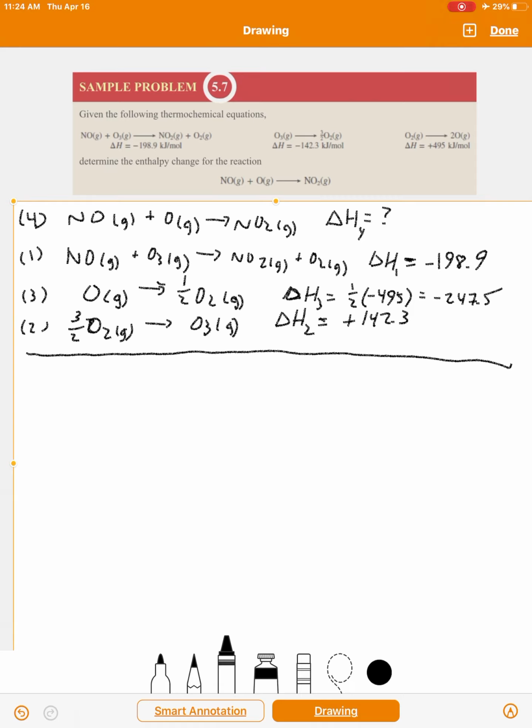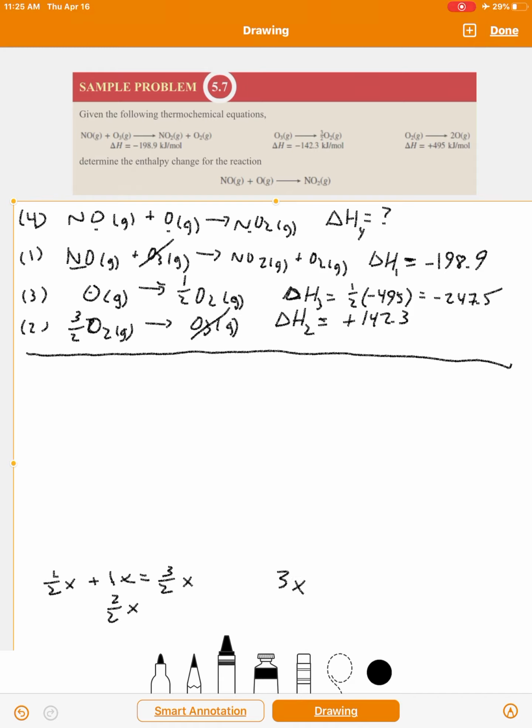We want to have NO plus O turns to NO2. So we have NO, that's good. O3s are going to cancel. They're on opposite sides, so they cancel. On the left side, we have one O and none on the right side, so O is there. But what about O2s? Let me remind us a little bit about algebra. If you have 1/2 x and you're going to add that to 1x, that would be 3/2 x, right? Because 1x is 2 over 2x, and 1/2 plus 2/2 is 3/2.